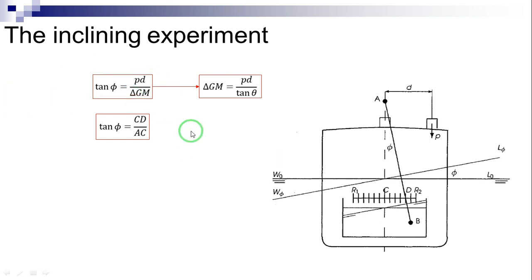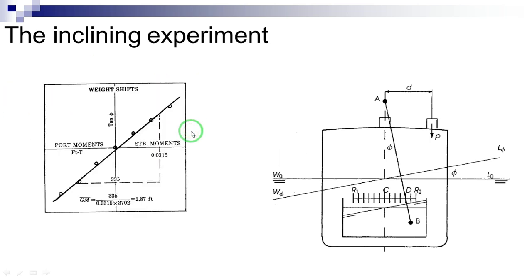An example result obtained from inclining experiment for a ship is shown in this figure. The figure depicts the tangent of inclination with respect to the heeling moment obtained from several experiments. Note that this plot is linear. Based on this result, it is possible to calculate the GM value using this equation.